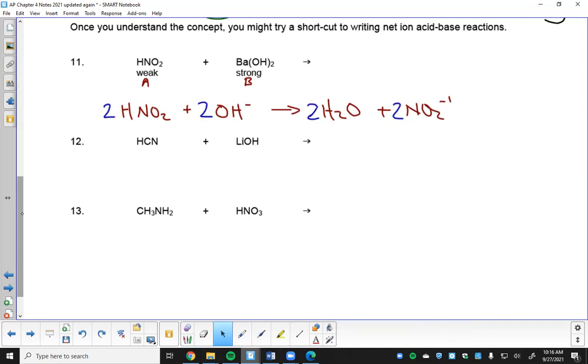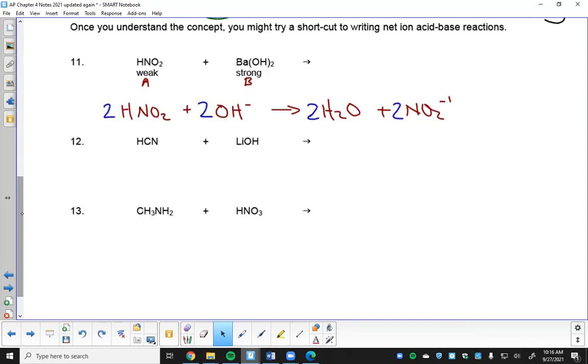Yep. I haven't been including the aqueous and the liquid on the water just because it's so tedious. It's taking place in solution. I haven't, but everything would be aqueous except for the water, which would be a liquid.